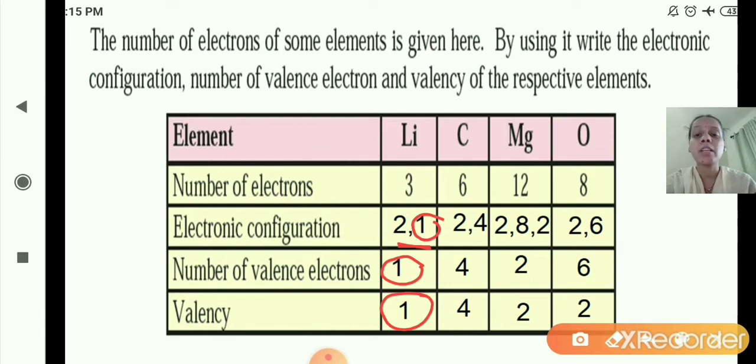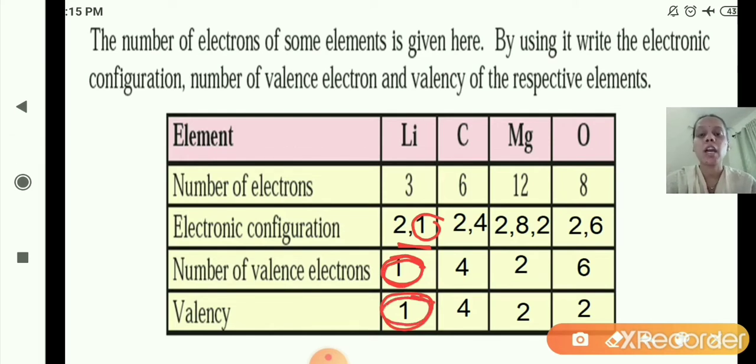Yes, in the previous session we have studied how to find out valency. If the number of valence electrons in any element is less than 4, then the valency is equal to the number of valence electrons. And if the valence electrons are equal to 4 or greater than 4, then how will you find out valency? 8 minus the valence electrons. Now this is 1, which is smaller than 4. So the valency is the same, 1.